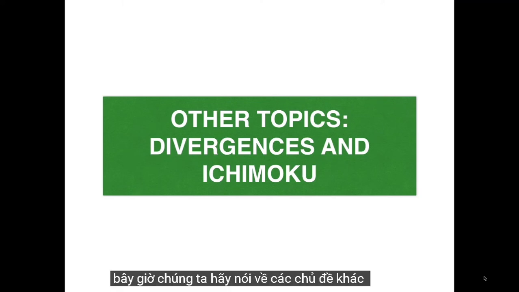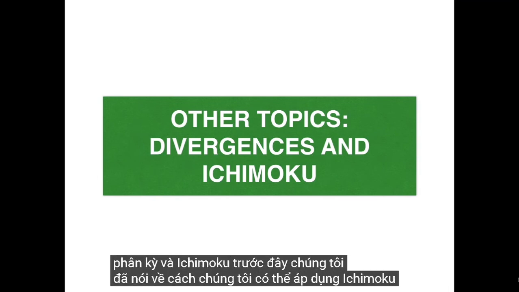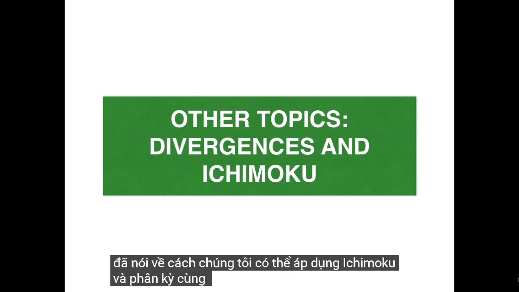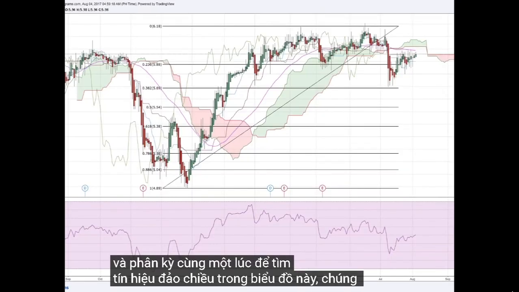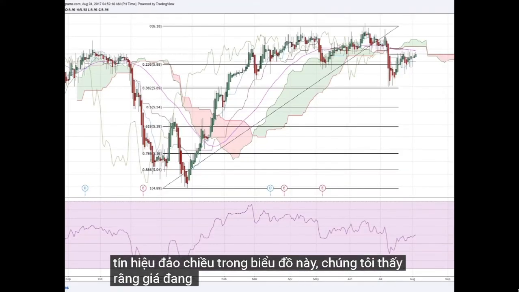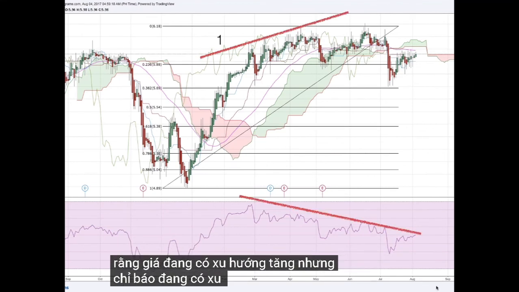Now let's talk about other topics: divergences and Ichimoku. Previously, we talked about how we could apply Ichimoku and divergences at the same time to find reversal signals. In this chart, we find that price is on an uptrend, but the indicator is on a downtrend. So there is a bearish divergence in this chart.